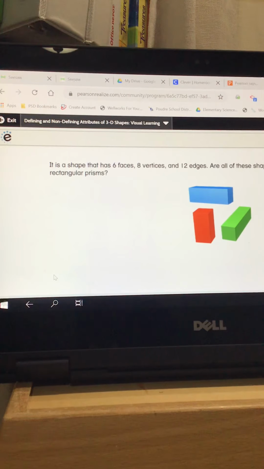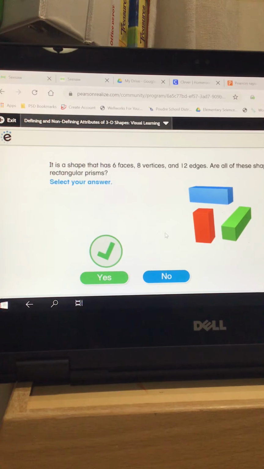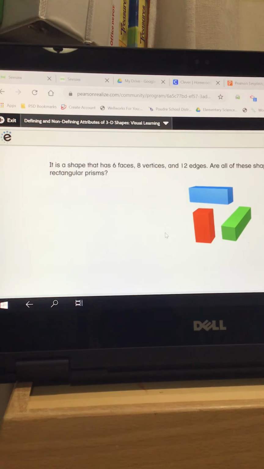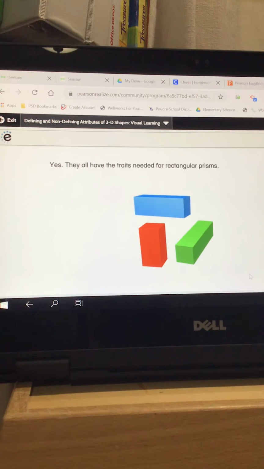Are all of these shapes rectangular prisms? Select your answer. What do you guys think? They just counted all of their edges, vertices, and faces. So were they all the same? Yes. They all have the traits needed for rectangular prisms.